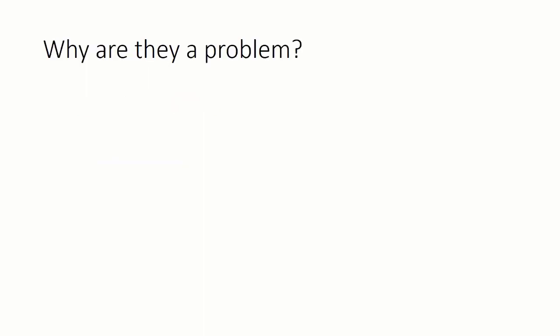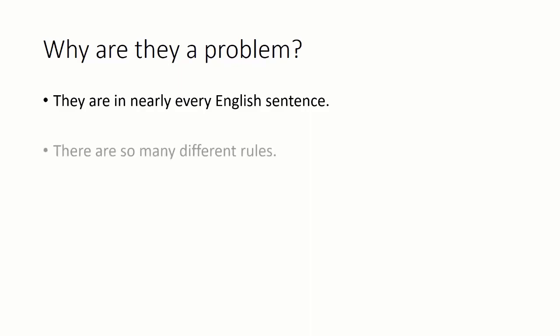So why are articles a problem? The most important thing to know is they are in nearly every English sentence. Every English sentence will normally have a noun in it. That means it will normally have an article or no article, an indefinite article, a definite article. So if you do not know how to use articles properly, you are going to have problems in nearly every sentence. If you have problems in nearly every sentence, you are going to get a low mark because, again, we are aiming for error-free sentences.